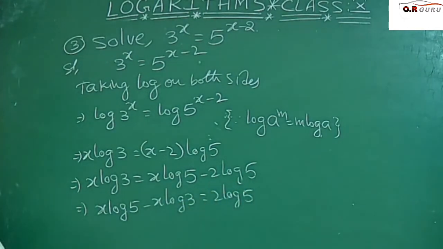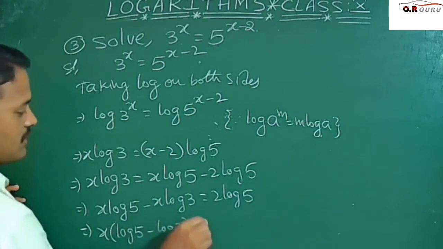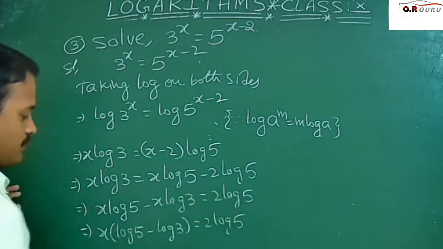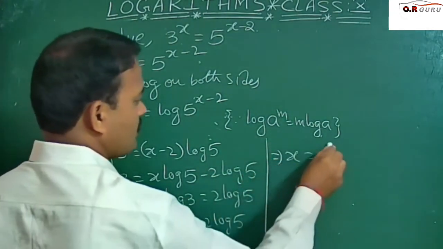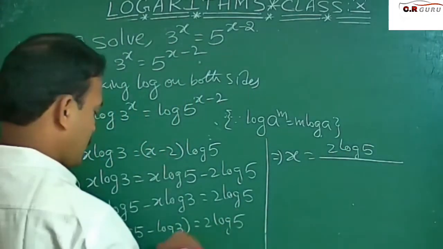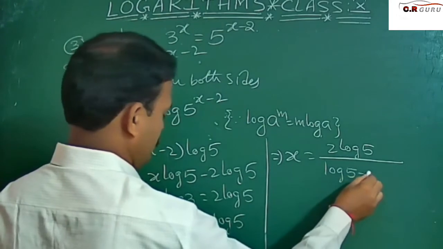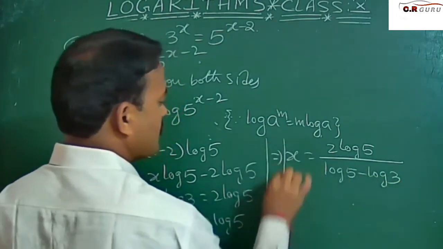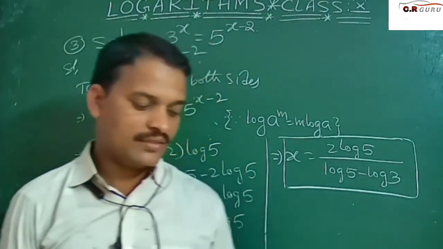2 log 5. So then that implies here x is taken common, log 5 minus log 3 is equal to 2 log 5. So finally that implies here x is equal to 2 log 5 divided by log 5 minus log 3, this value taken in the denominator. So this is the final result in this sum. Okay, so next, page number 22, one more sum I want to explain.